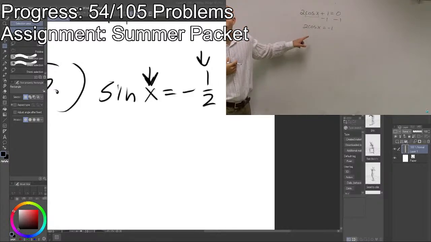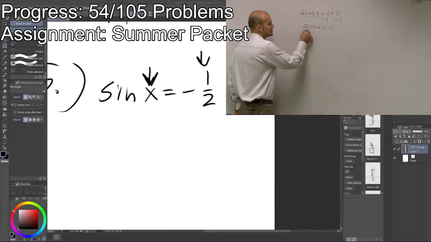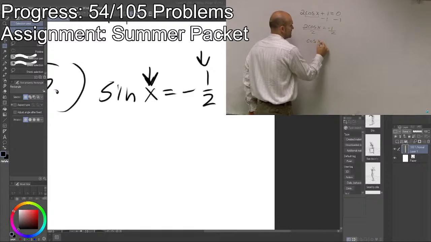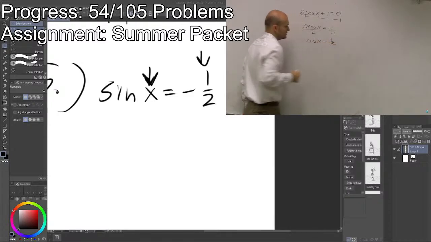Then I'm going to want to undo the multiplication that's happening to it. So I'm going to undo multiplication of 2 by dividing by 2. So I get cosine of x equals -1/2.